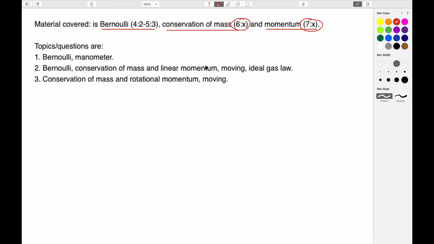And they relate to Bernoulli equation and manometer for the first, Bernoulli, conservation of mass and conservation of linear momentum in a moving coordinate frame, and it also includes the ideal gas law, and also conservation of mass for rotational momentum. So Bernoulli, conservation of mass and conservation of momentum, both linear and rotational.